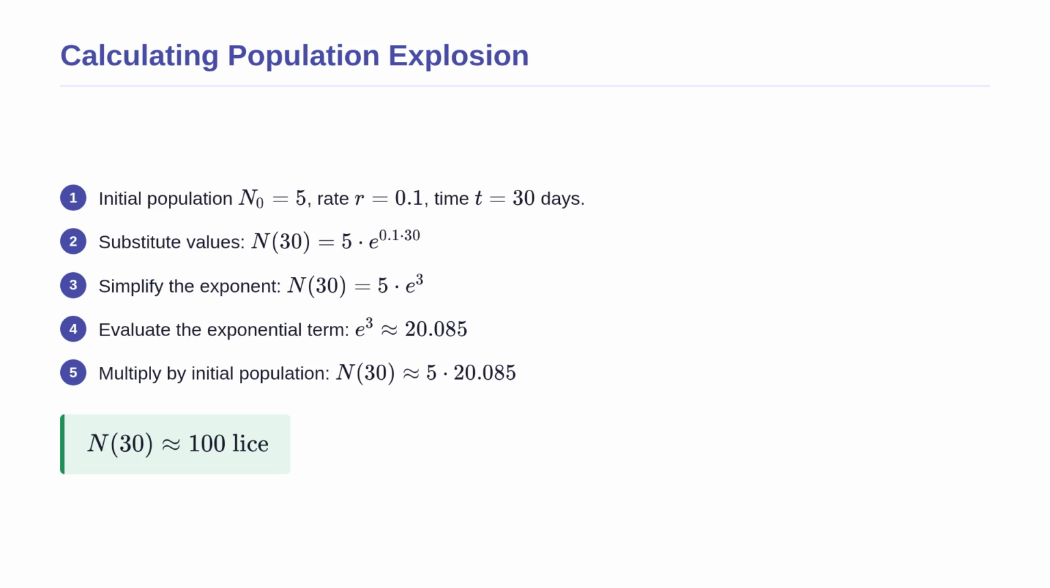First, we substitute our known values into the equation. Next, we simplify the exponent by multiplying 0.1 by 30, giving us 3. We then calculate the constant e raised to the power of 3, which is approximately 20.085. Finally, we multiply this growth factor by our initial population of 5. The final answer shows the population has grown to approximately 100 lice. Physically, this means a seemingly harmless contact quickly turns into a severe infestation, drastically increasing transmission risks.